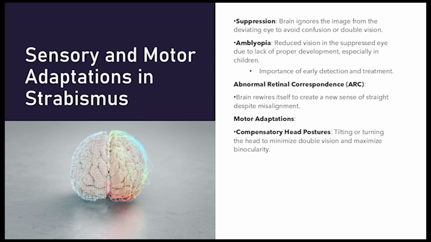Absolutely. And then there's abnormal retinal correspondence, ARC. Yeah, in ARC, the brain actually rewires itself, creating a new sense of straight, even though the eyes are misaligned. So even with these challenges, our brains are incredibly adaptable. They really are. Always trying to make sense of the visual input. And it doesn't stop there. We also see those motor adaptations like compensatory head postures. Right. Patients might tilt or turn their head to minimize double vision and maximize their binocularity. It's remarkable how the brain finds these workarounds.